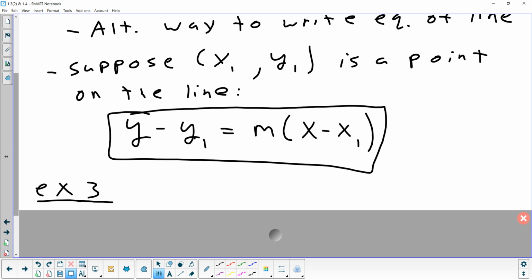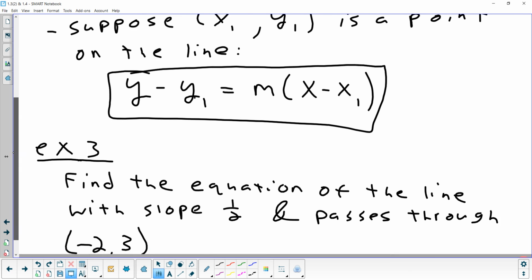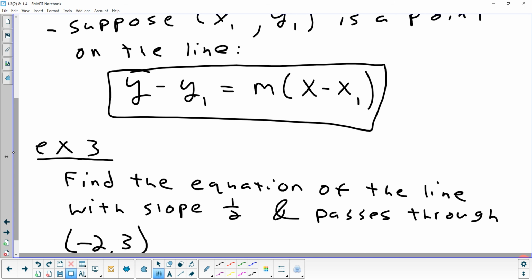All right, so let's try using this formula. I'll give you a couple pieces of information and see if we can get the equation of a line. The two things I have to tell you are a point and a slope. You don't need a y-intercept for this. So let's find the equation of the line with a slope of a half, and it's going to pass through the point (-2, -3).